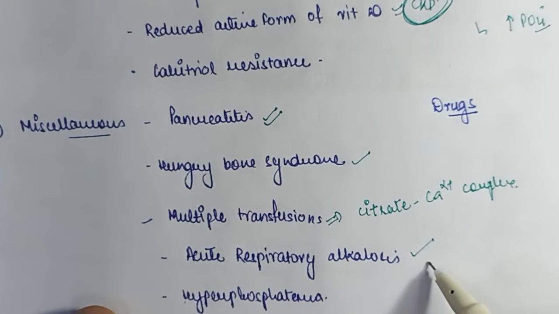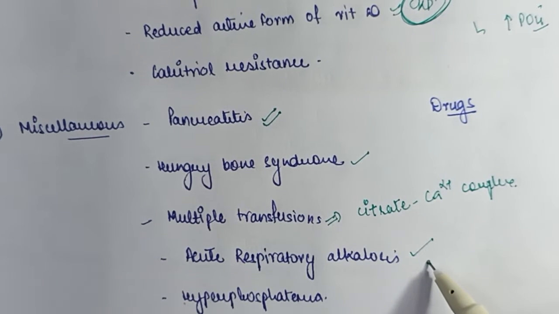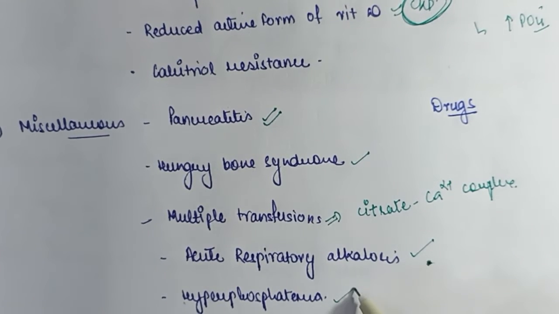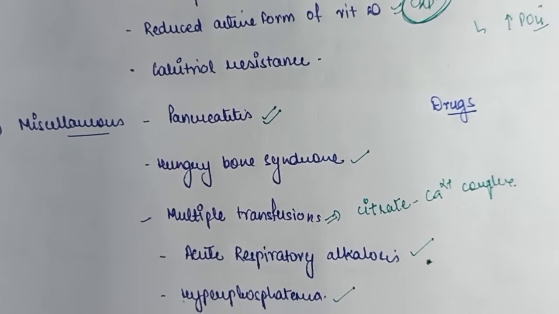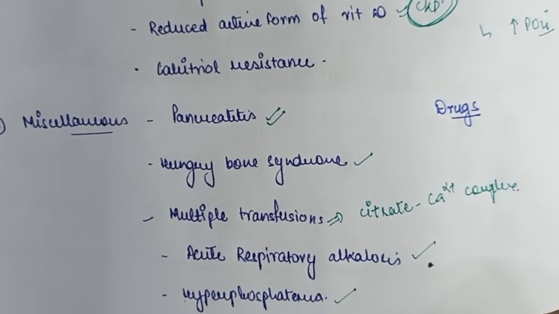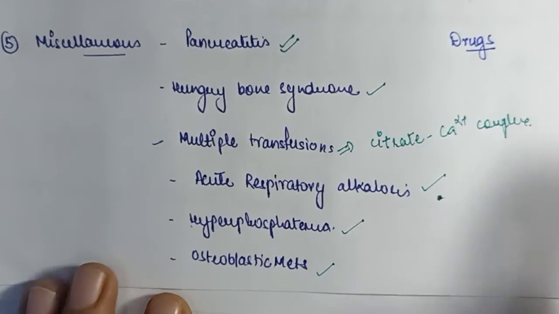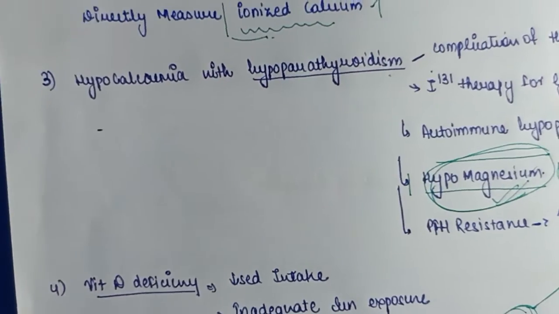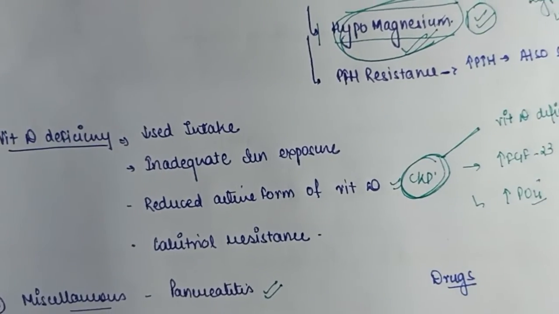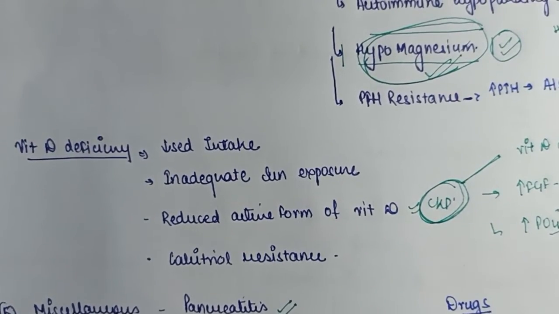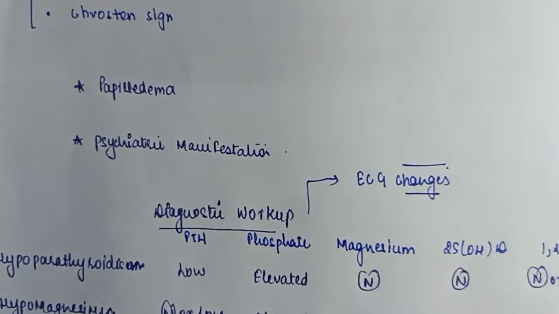So in critically ill patients, we should directly measure the serum ionized calcium. Then hyperphosphatemia is also an important cause of hypocalcemia. Osteoblastic metastasis results in hypocalcemia. So you should rule out all these causes whenever you evaluate a patient with hypocalcemia. These are the main things which can result in hypocalcemia.